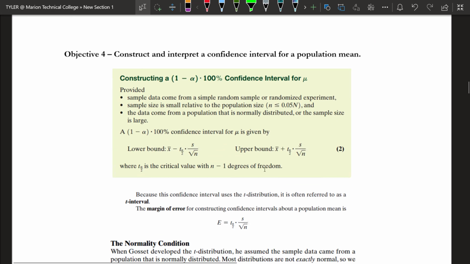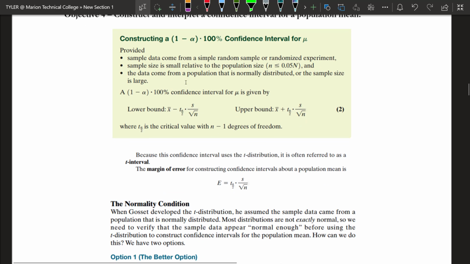So now that we have a more familiar understanding of the t-distribution, let's look at computing a confidence interval, right? So when you're doing a confidence interval for mu, we're using the t-statistic. You can see here in this statement that this is often referred to as the t-interval, since we're using t. We do have our standard 3 conditions that we've looked at, right? So we're assuming that our sample data is going to come from a simple random sample or randomized experiment. The second condition is that the sample size is small relative to the population. So in other words, we want our sample size to be less than 5% of the population size.